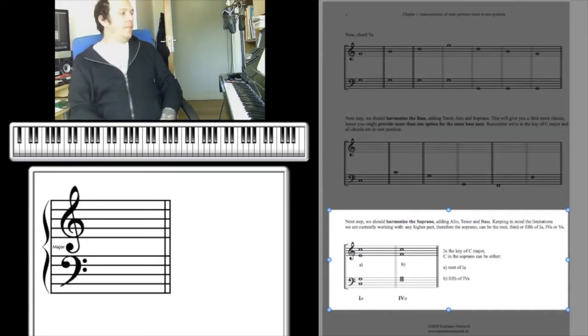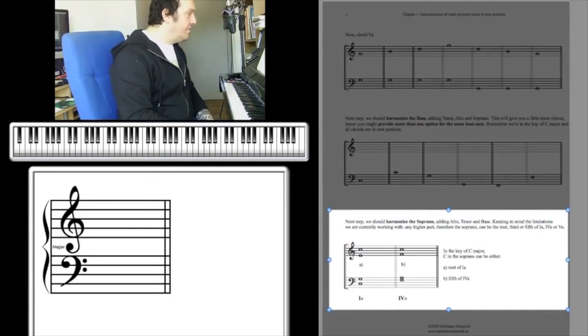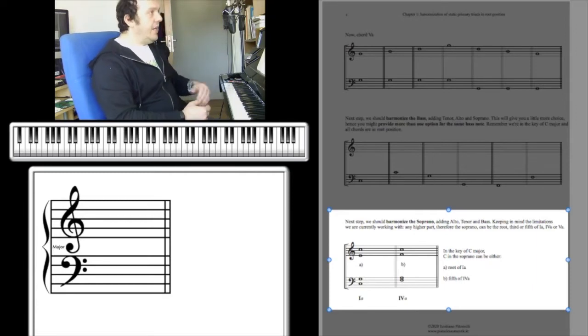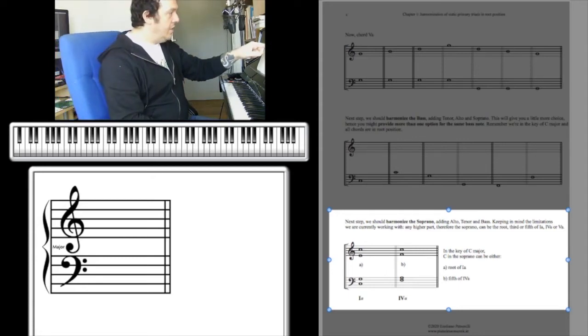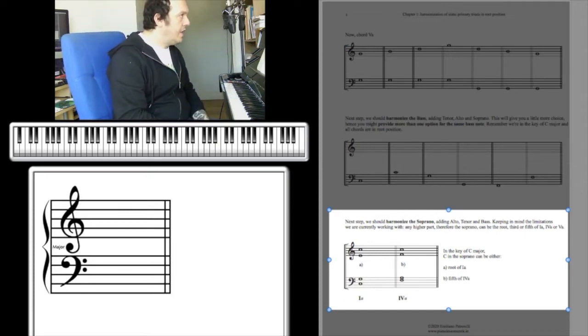So to recap, we have harmonized chord 1, 4, and 5. Initially, the soprano and the bass were given, and you fill in tenor and alto. And just now, only the bass was given, so it gives you a little bit more choice. Now, next up, we harmonize the soprano. So we have to add the alto, the tenor, and the bass. Start with the bass, and then work the voice in between.